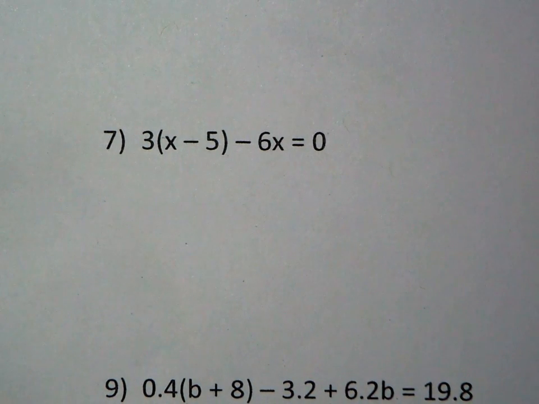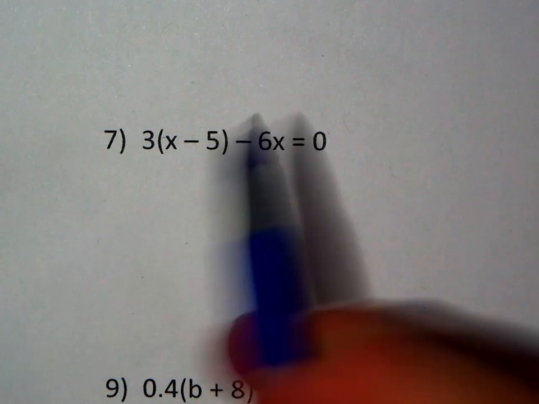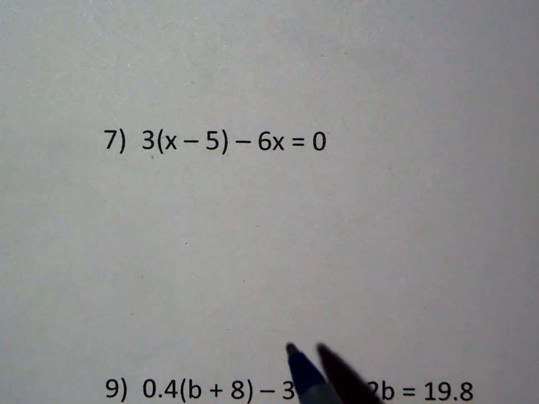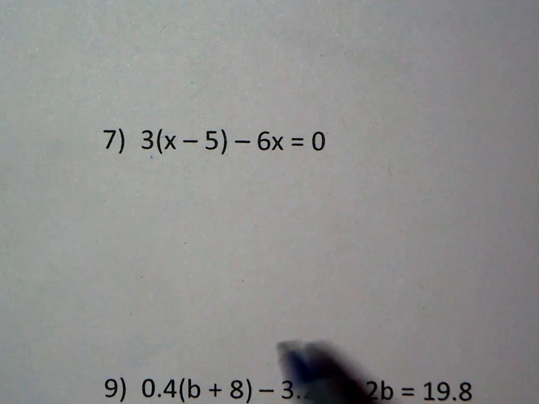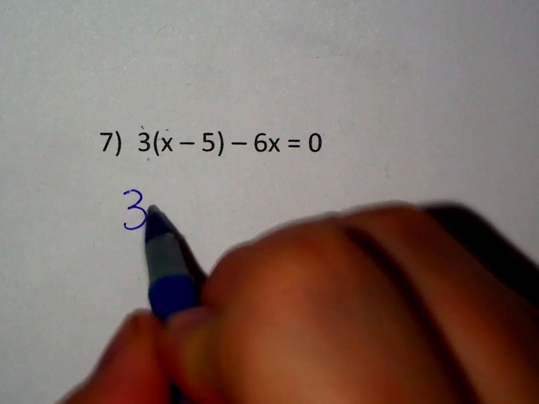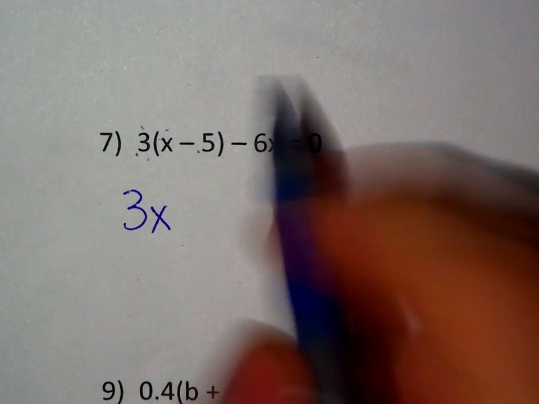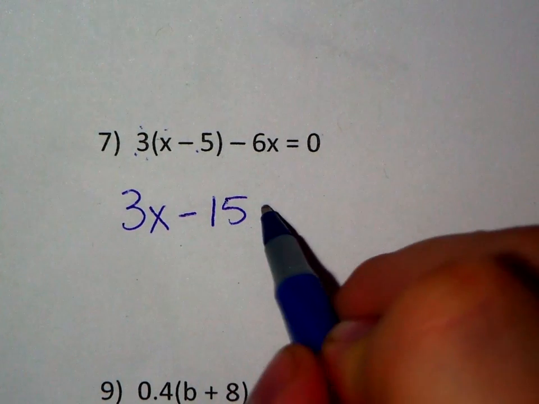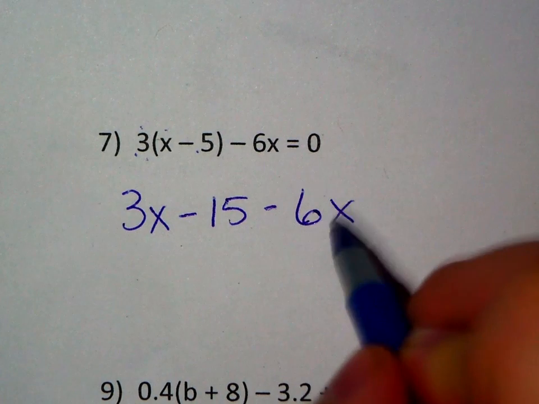Now let's do one more that involves combining like terms. This one also has distribution, so that'll work out for satisfying both of the criteria through which we did in class today. So again, 3 times x is 3x. 3 times negative 5 would be negative 15 minus 6x equals 0.